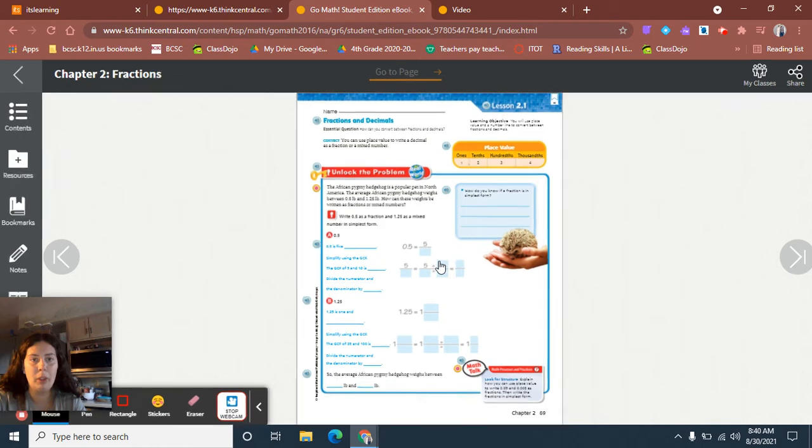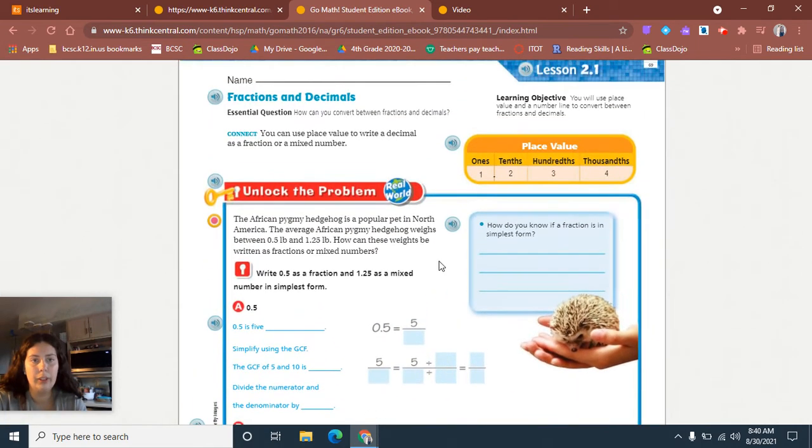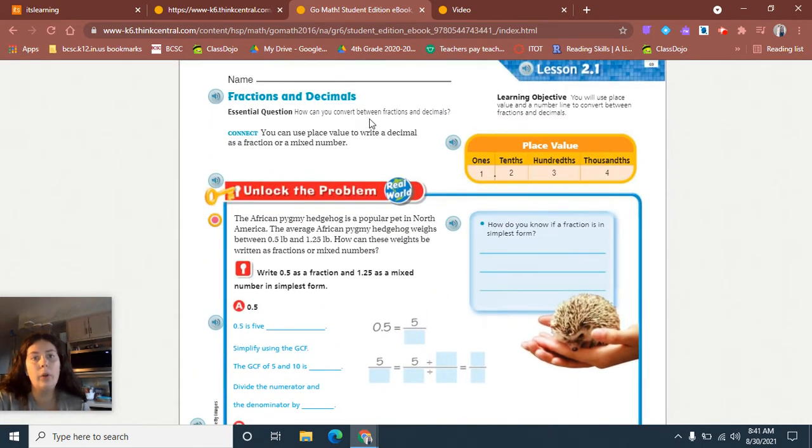So I'm going to zoom in here. First thing, our essential question: how can you convert between fractions and decimals? That's where we are going to look first. So, we're going to start with our word problem. It says the African pygmy hedgehog is a popular pet in North America. The average African pygmy hedgehog weighs between 0.5 pounds and 1.25 pounds. How can these weights be written as fractions or mixed numbers?